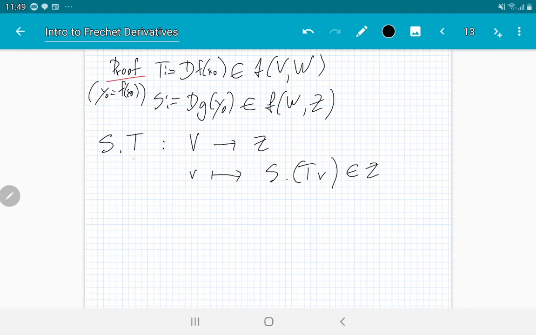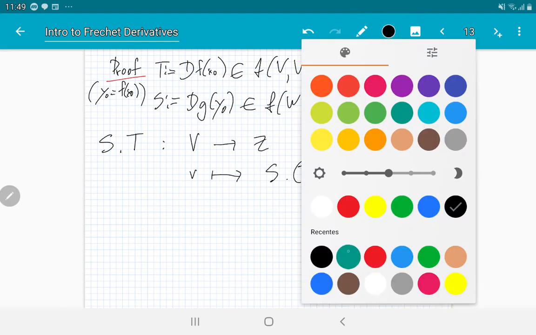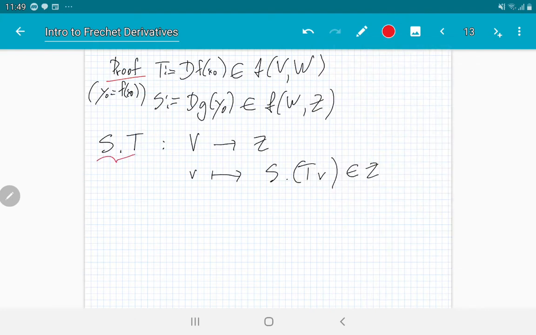And this composition of linear operators, we usually write it as a product, right? Because in finite dimensions, this gives us a matrix product. And just like I showed you that the matrix product is a bilinear function, in this case this thing is also bilinear, and it satisfies this inequality here. So as a linear transformation from V to Z, S times T has a norm that's less than or equal to the product of the norms.